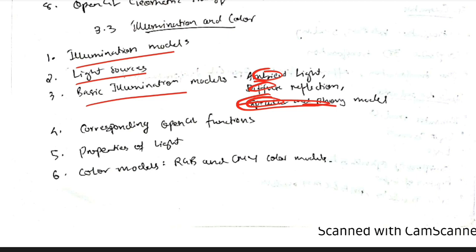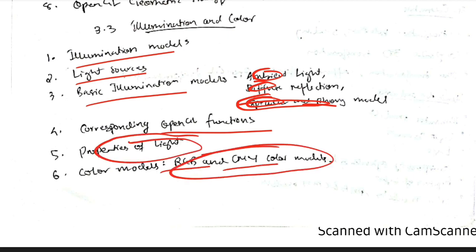It has been asked repeatedly in exams. I showed you in the beginning of this video. Also the corresponding OpenGL functions: what are the OpenGL functions to implement that? Then the properties of light, and color models, RGB and CMY. This is very, very important, a repeated one.